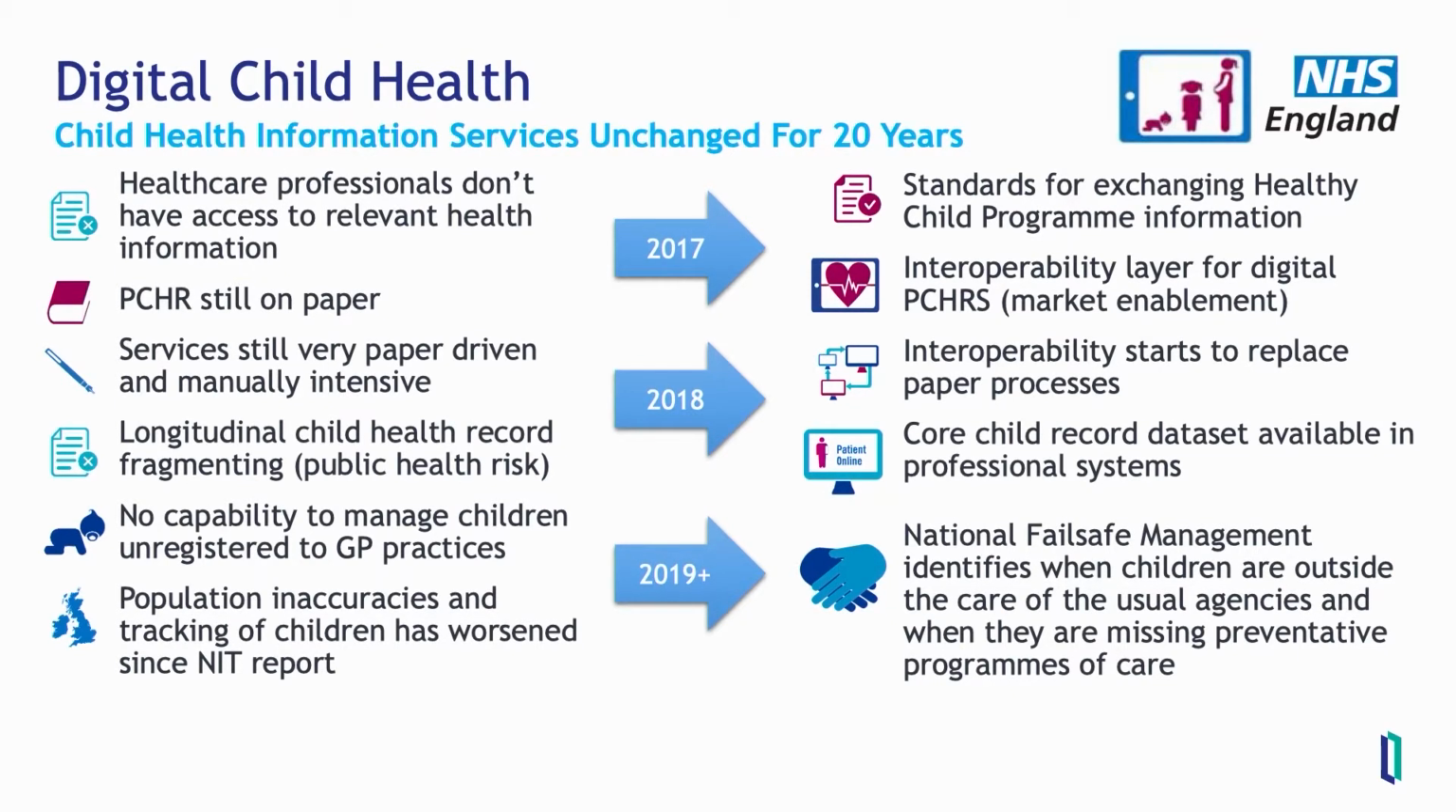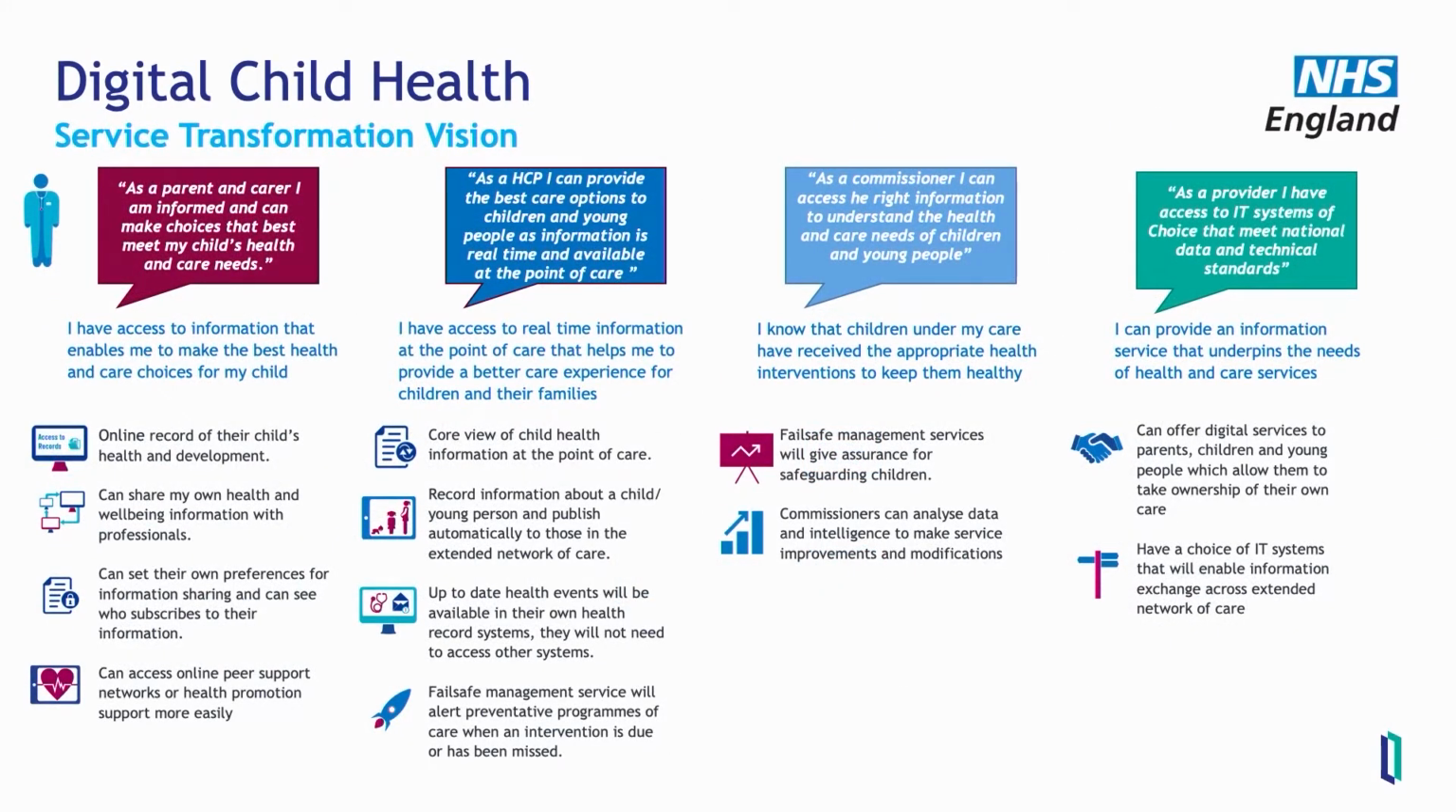The strategy that the government has put in place is, over the next few years, to go from a situation where healthcare professionals don't really have access to all of the information unless the parent has the book with them, the situation where that child health record is on paper and nobody really has a single view of the whole of the child's record, to the point where we have standards for exchanging information, FHIR. We have an interoperability layer in place for applications to use to access that data. And then we can replace the paper processes and actually have proper safety protocols in place for when children are at risk. So again, this is the whole of the NHS strategy.